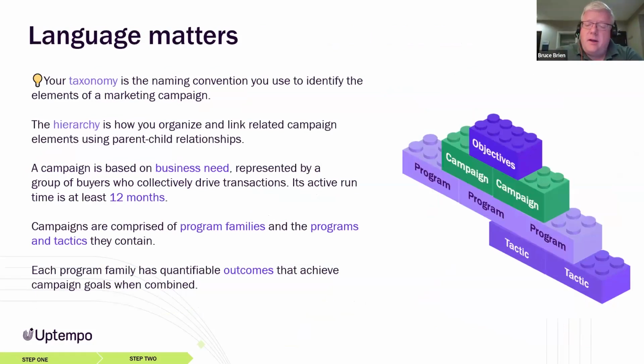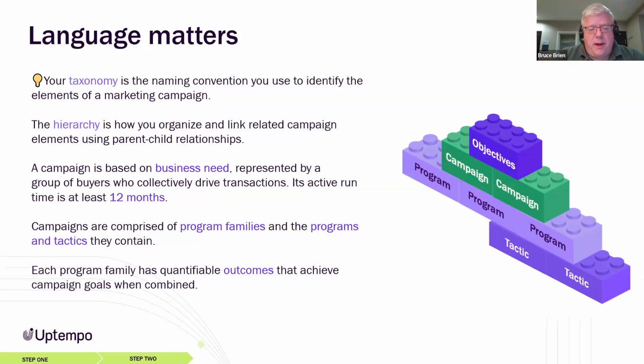Language matters. And we're going to get into this again a little bit later when we talk about measurement. But your taxonomy matters. When you're talking about global organizations and large scale planning efforts, you've got to get everybody on the same page. So we've got to understand what we mean by a campaign hierarchy, the definition of that being how we organize and link and relate and nest different aspects of our campaign planning underneath each other.